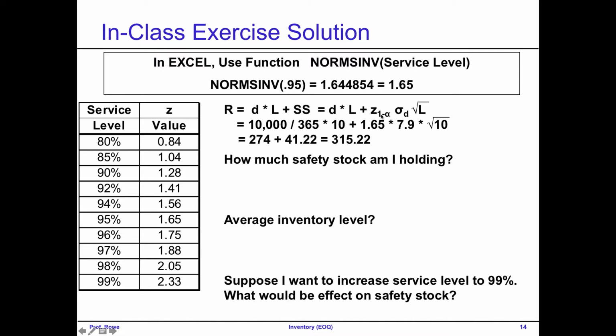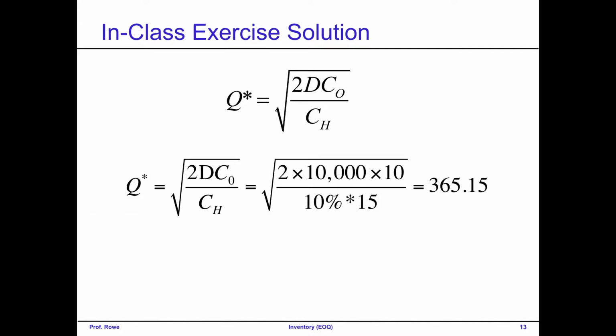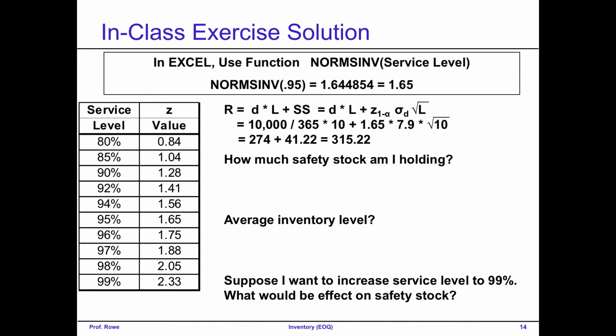Then we calculate our safety stock value, the Z times the standard deviation of demand times the square root of our lead time, 41.22 units. We add that together, and so our reorder point is going to be 315.22 units. So again, with our continuous review policy, as soon as we get to 315.22 units, we will immediately place an order for Q. And again, our Q is 365.15 units. So that is our new QR policy.